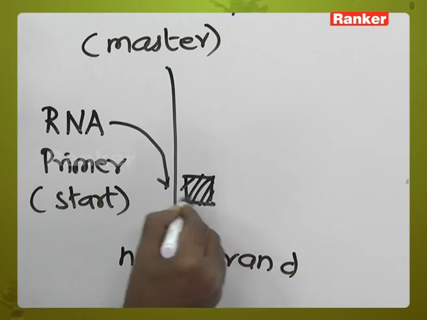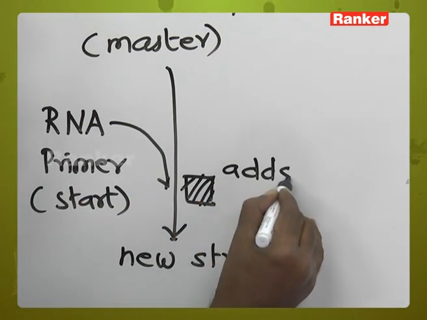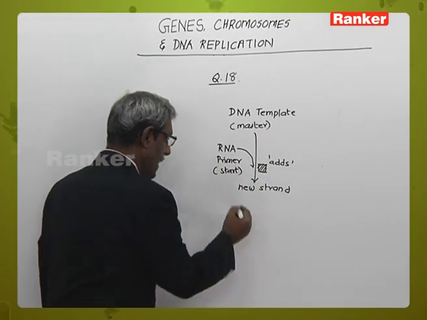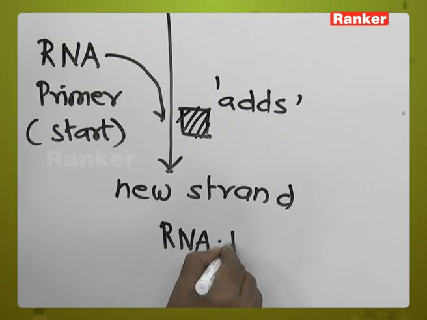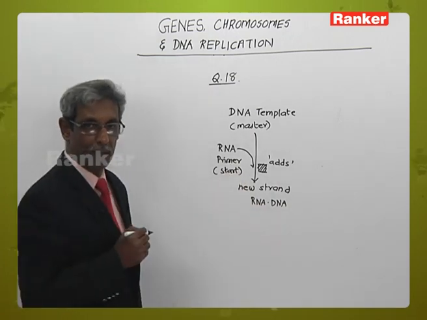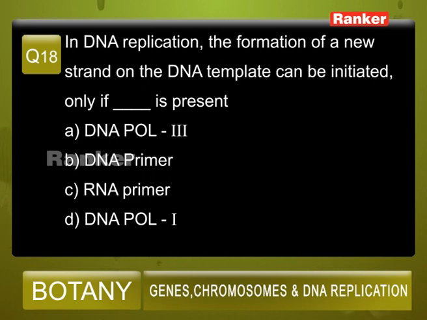So, a primer is a starting molecule that adds to DNA replication. Because it adds and there is a synthesis of an RNA strand and an RNA-DNA complex gets formed, that is why it is called an RNA primer. So, among the choices, the right answer is RNA primer, that relates to answer C.